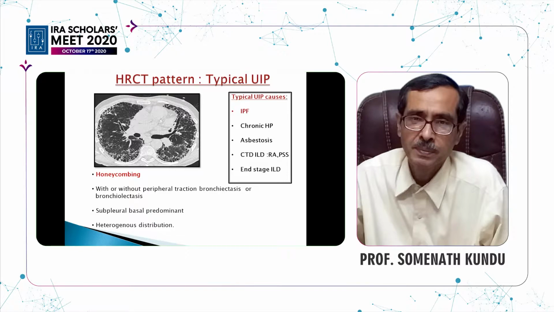So honeycombing with subpleural distribution and a heterogeneous distribution that is somewhat patchy, with or without traction bronchiectasis in the peripheral part. This combination is known as a typical UIP pattern. It is seen in idiopathic pulmonary fibrosis, and may be seen in chronic hypersensitivity pneumonitis, and CTD-ILD. Then there is probable UIP: if you get all the other features, the reticular pattern, traction bronchiectasis, mild GGO, but there is no honeycombing.